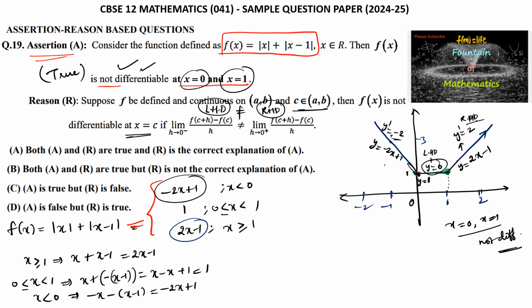Accordingly, the assertion also we got the same. Left hand derivative is not equal to right hand derivative at the 2 points x is equal to 0 and x is equal to 1. So we can say the reason is also true, and this is the correct explanation of the assertion. So option A is the answer.